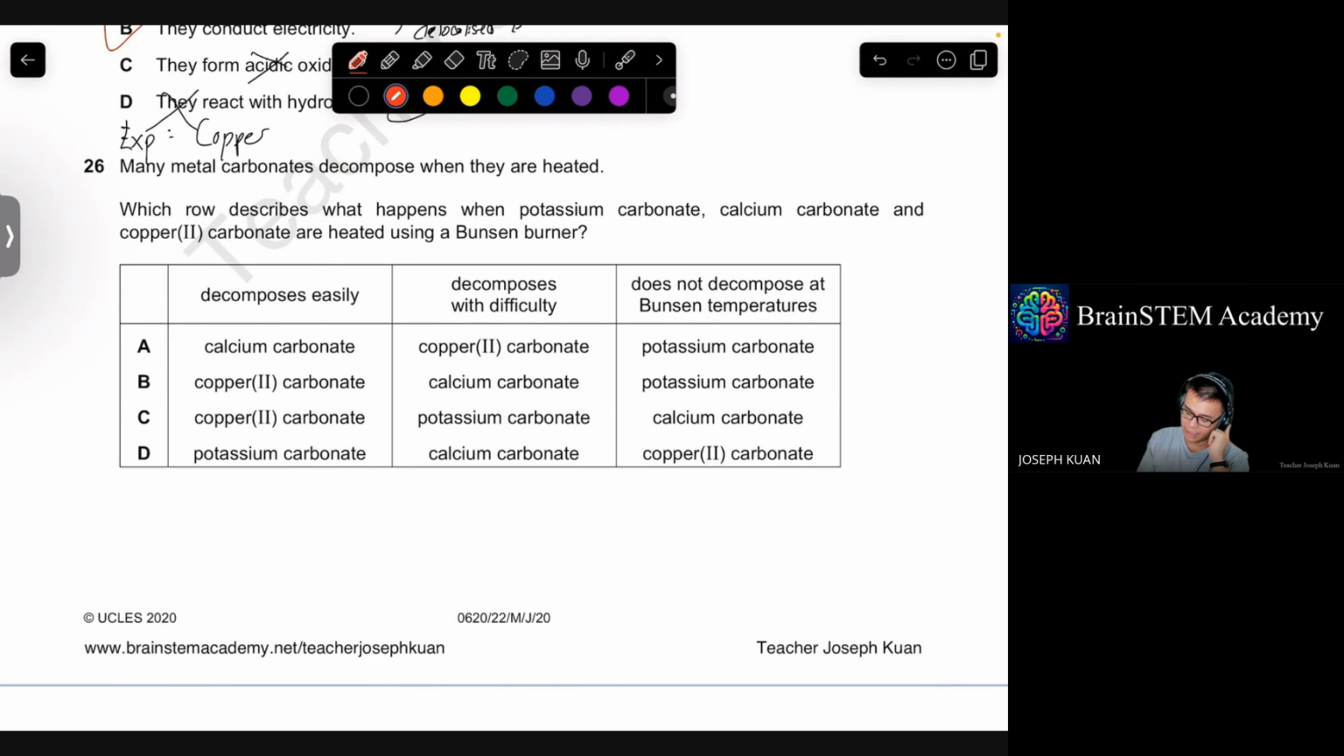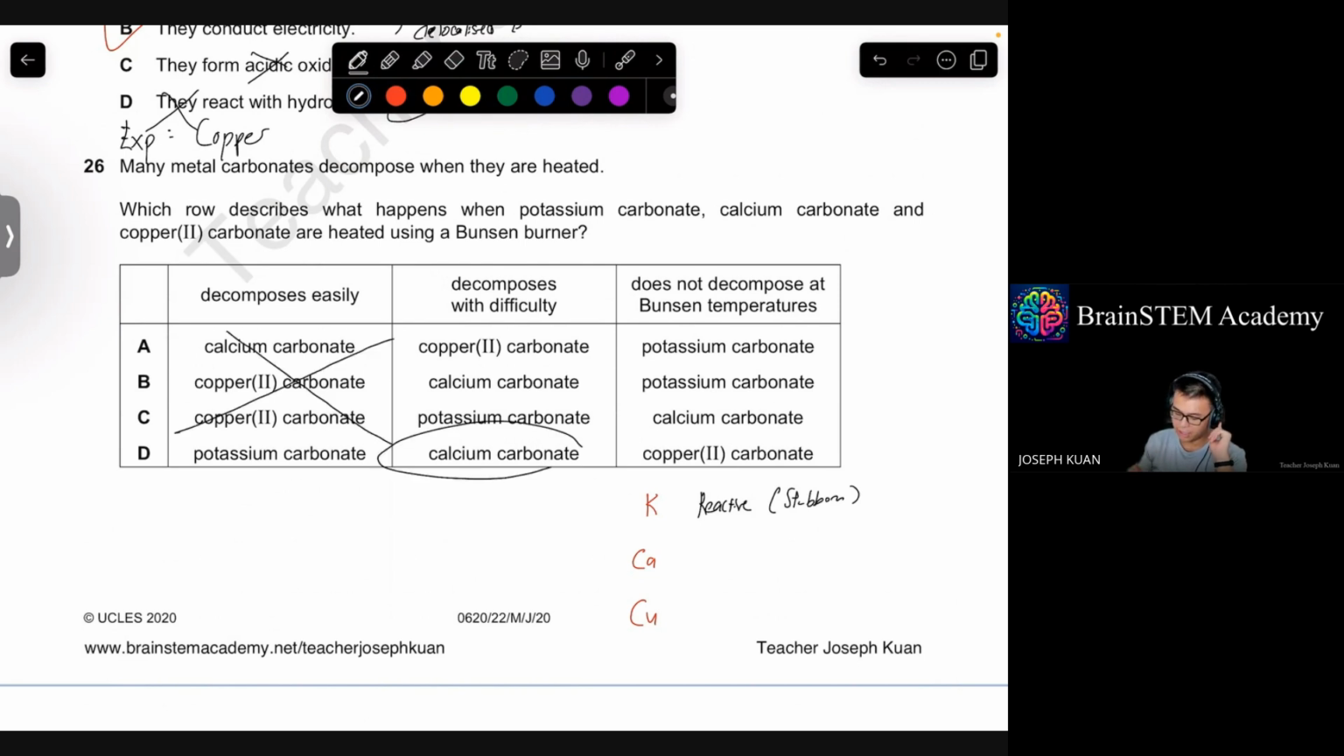Now, just by looking at the reactivity series, remember, potassium is on top, then calcium, and then copper. Potassium is the most reactive, so it is very difficult for it to decompose or get reduced by carbon, or you do electrolysis of aqueous solution, you can't get potassium. Pretty much it needs a partner. It's a reactive metal, it needs a partner. Pretty stubborn metal, so it doesn't decompose easily.